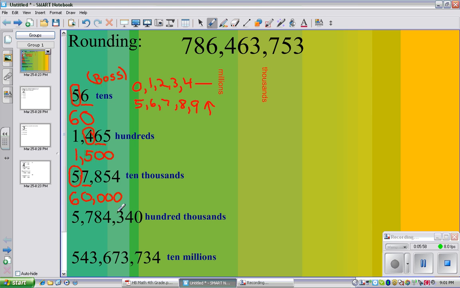Let's try this next number. 5,784,340 when rounded to the nearest 100,000s. Now that you've seen the pattern, why don't you round this one? On your whiteboard, I would like you to copy down this number, then pause the video, and try rounding to the 100,000s. See if you can remember the steps. Then push play and see if you are correct.